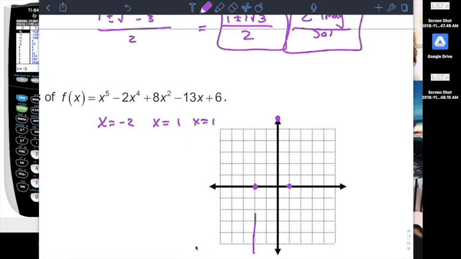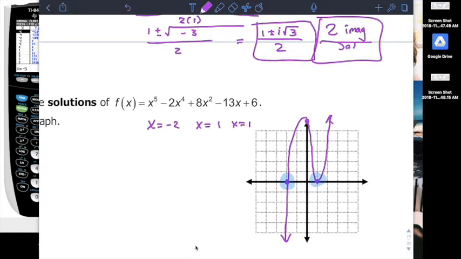So start low, kind of go way up, come down, touch, and go back up. Big things I'm looking for: correct x-intercepts, and then if it's touching or crossing. And remember, if it repeats, it touches.